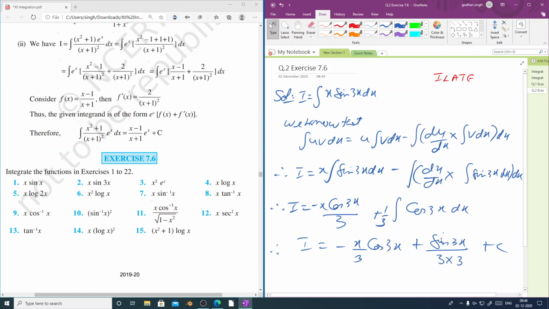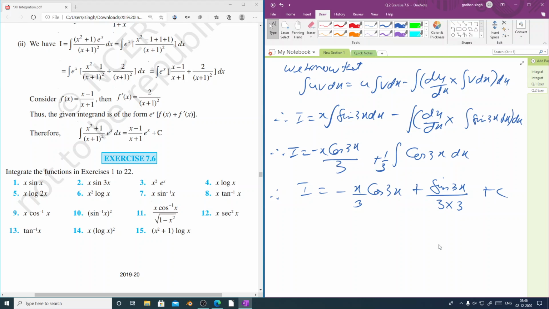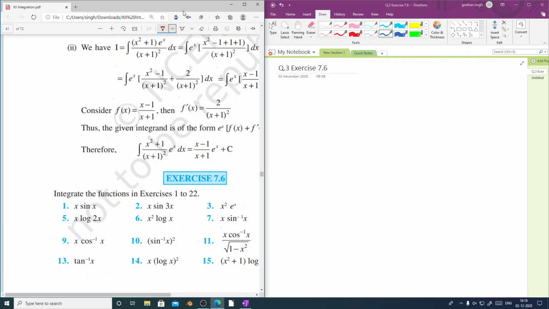So our final answer will be, therefore I equals minus x by 3 cos 3x plus sin 3x over 9 plus c. Question 3, exercise 7.6. Integrate x square e raised to x. So let us solve question number 3. Solution 3.